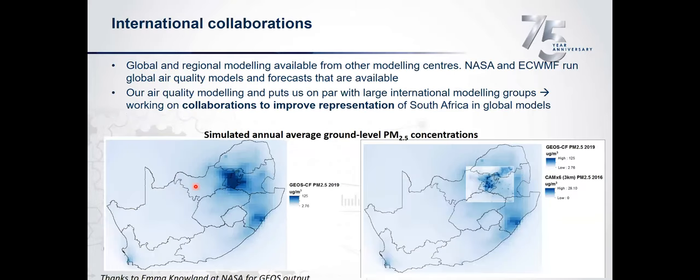And of course, we're not the only group that's running an air quality model. There are global and regional models available from many other modeling centers. For example, NASA and in the EU, the ECMWF, they run global air quality models. There are forecasts that are available. You can go online and see what the air quality forecast is tomorrow. However, these also have very large uncertainties because the information and the inputs going in for South Africa are not well parameterized.